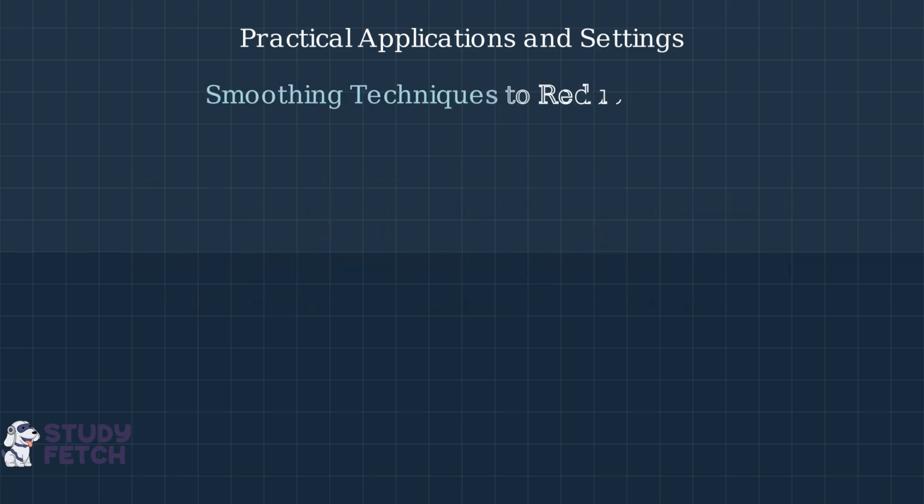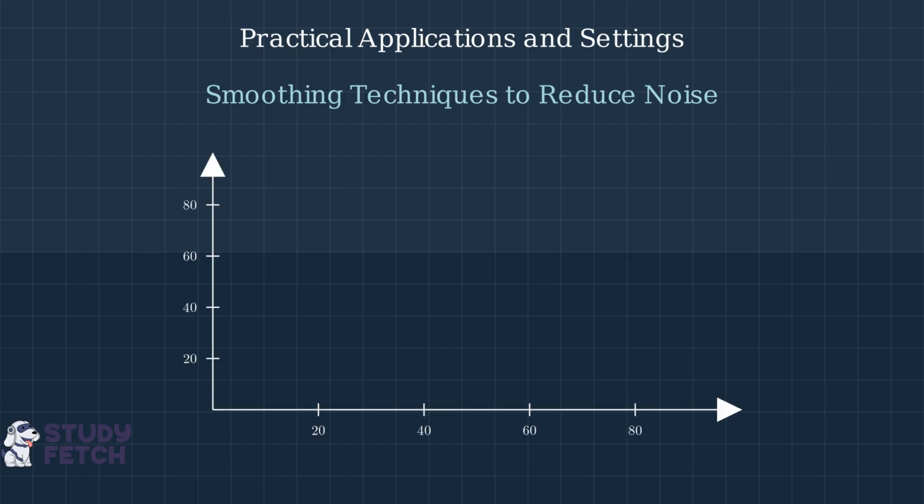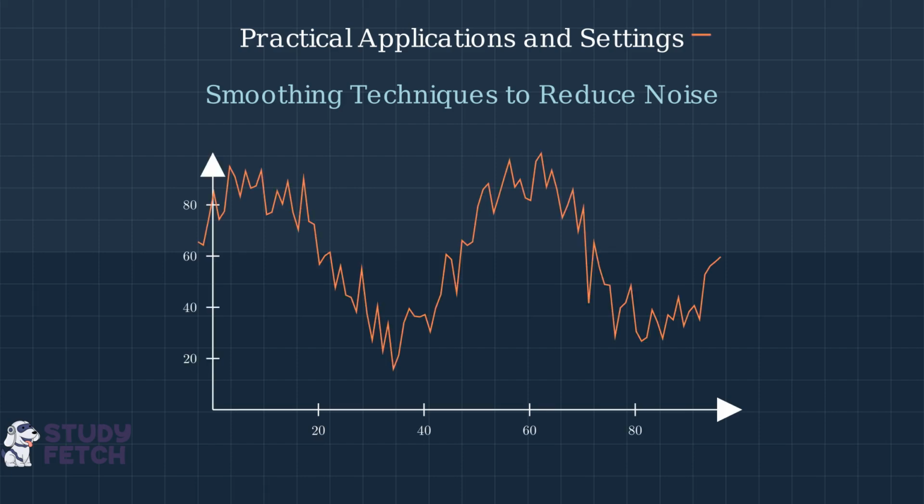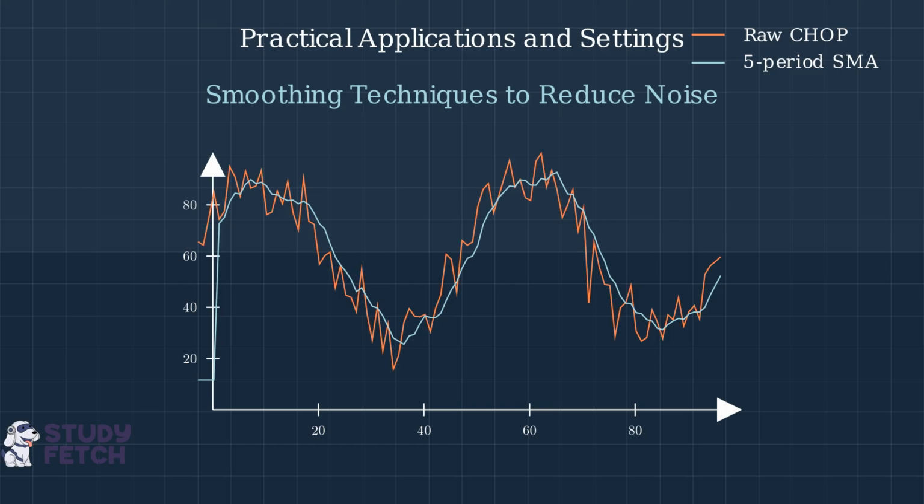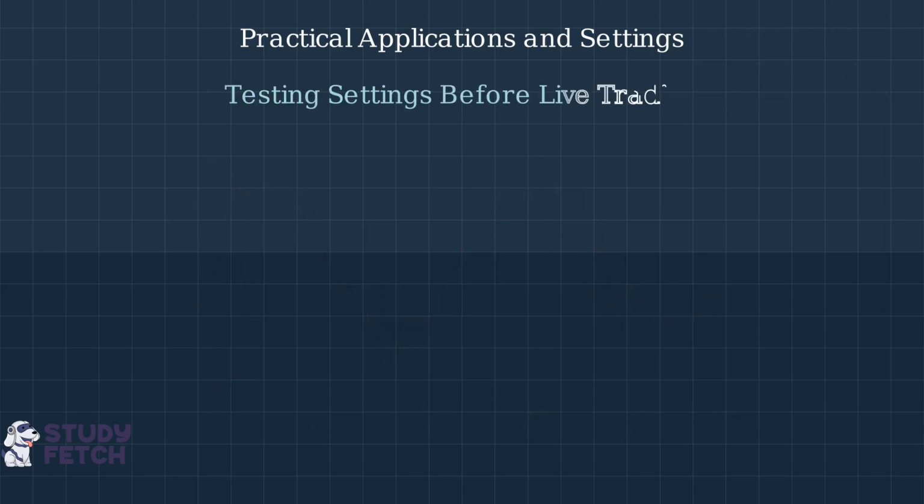Some traders apply smoothing techniques to reduce noise in the Choppiness Index. Here we see the raw chop indicator, which can be quite noisy and generate false signals. Applying a 5-period simple moving average smooths out some of the minor fluctuations while preserving most of the original signal's responsiveness. A 10-period simple moving average provides even more smoothing, eliminating most noise, but at the cost of some signal delay. The most effective approach is to test different settings on historical data before applying them in live trading.